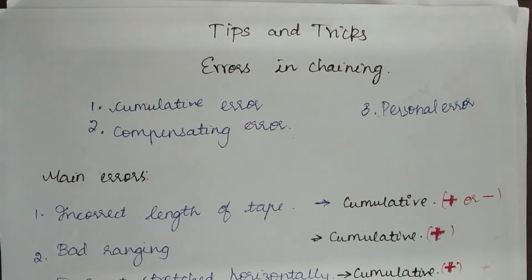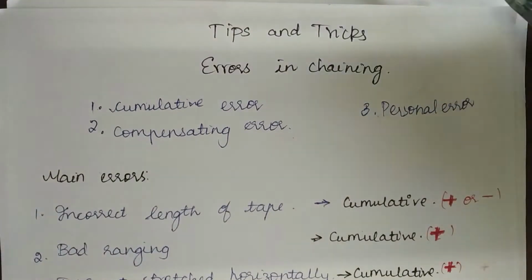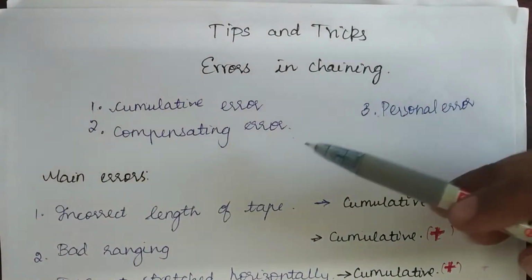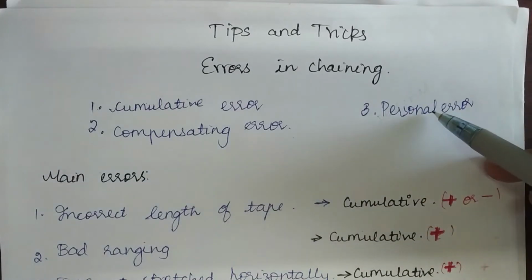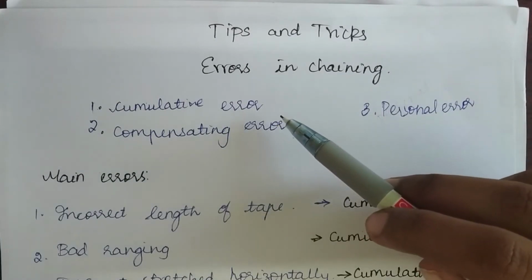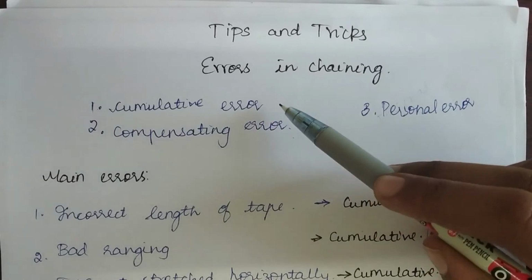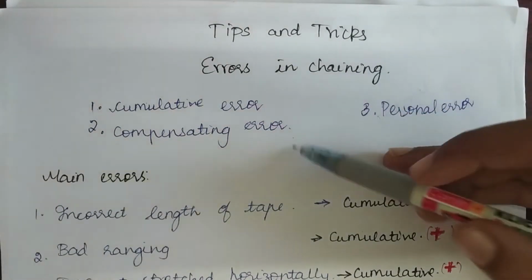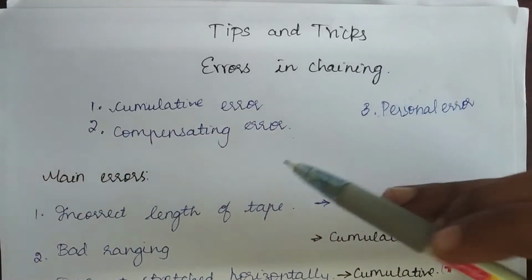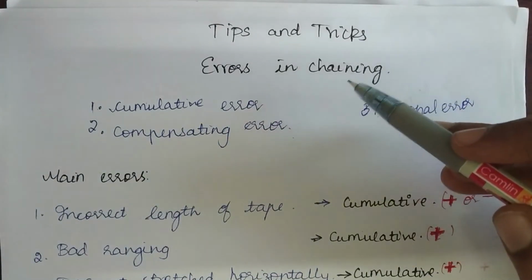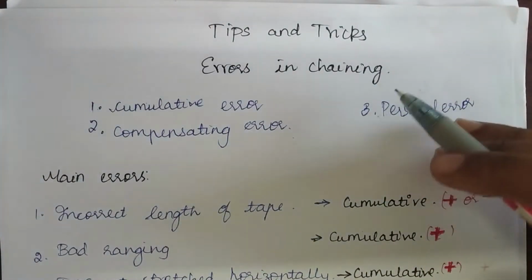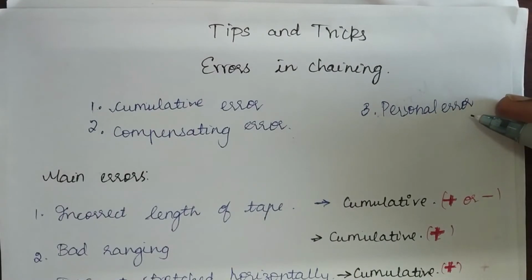Today we are going to see about errors in chaining. The errors in chaining can be of three types: cumulative, compensating and personal error. The cumulative error is that which occurs in the same direction and it tends to accumulate. Whereas compensating error can occur in either direction, and since it occurs in either direction, it tends to compensate. And the next type of error is personal error, committed by the person who is taking the reading.